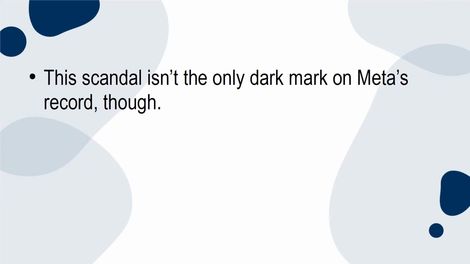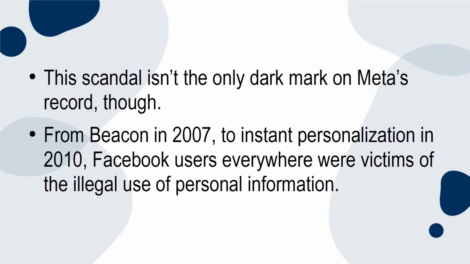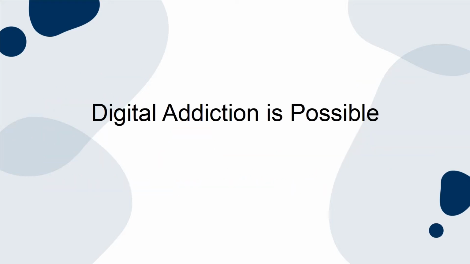This scandal isn't the only dark mark on Meta's record, though. From Beacon in 2007 to instant personalization in 2010, Facebook users everywhere were victims of the illegal use of personal information.